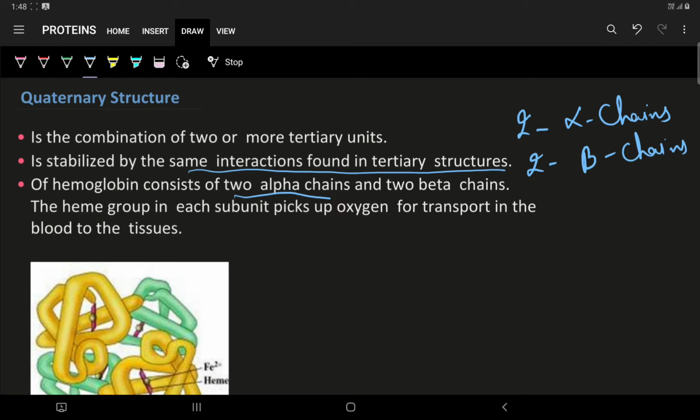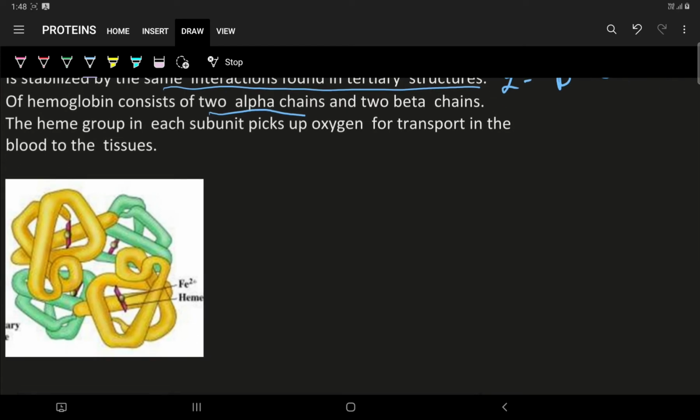Simple because each subunit is existing as an individual tertiary unit, and these tertiary units when combined together tend to form a more complex structure known as quaternary structure. Now just see here, the two yellow units are representing the alpha units, and two green units are representing the beta units. They are stacked over each other to form a more complex molecule known as hemoglobin.